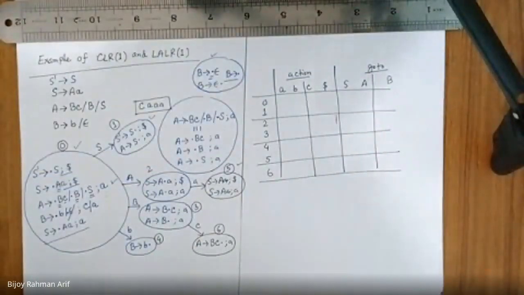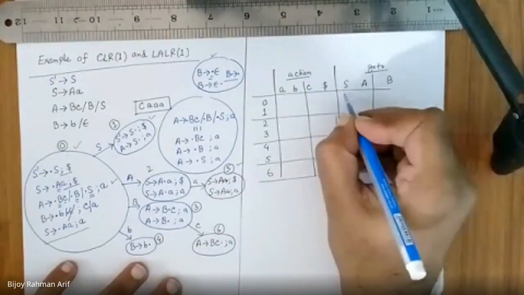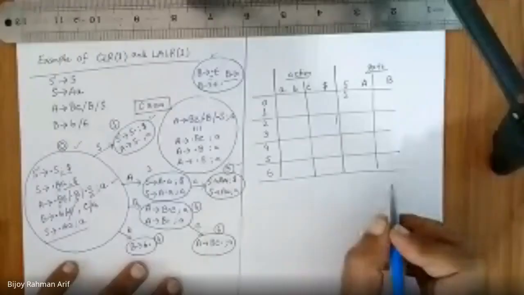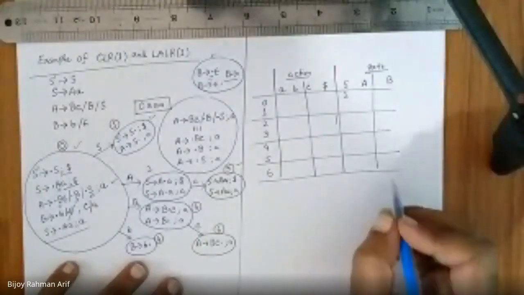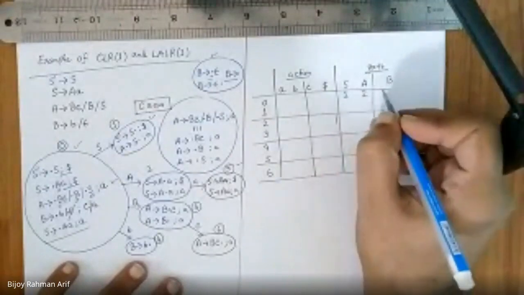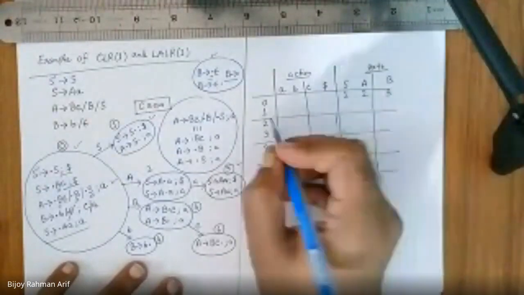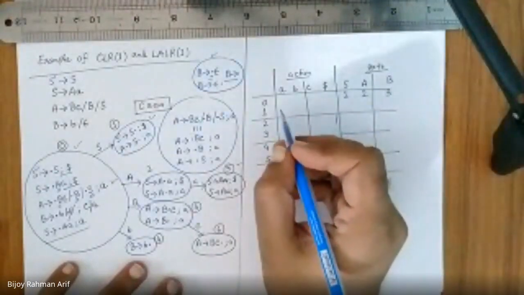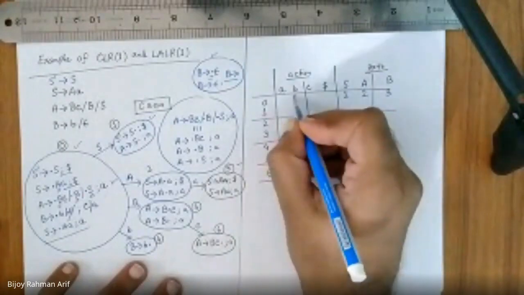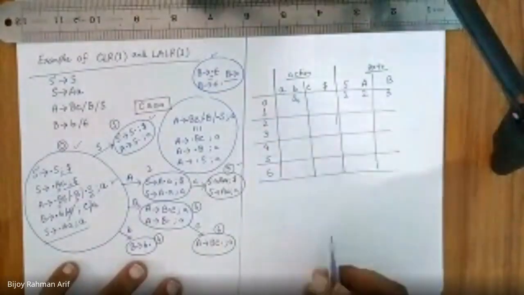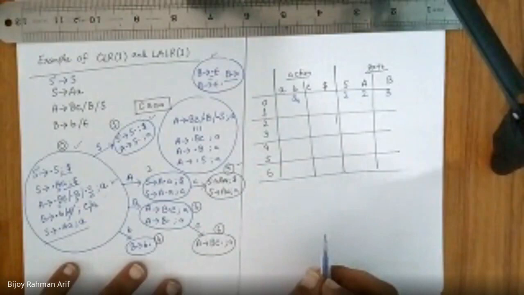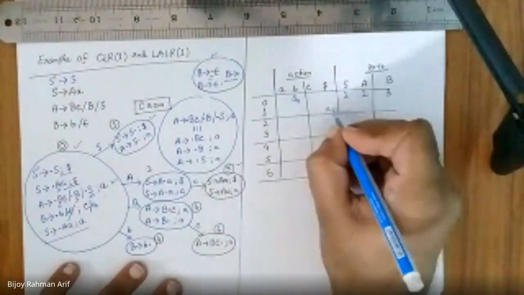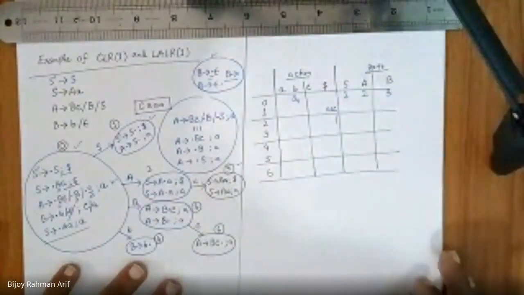So 0 seeing S, where should I go? State 1. 0 seeing A, where should I go? State 2. 0 seeing B, I should go to state 3. 0 on b, shift 4. Now 1 seeing dollar, accepted. And 1 seeing A.